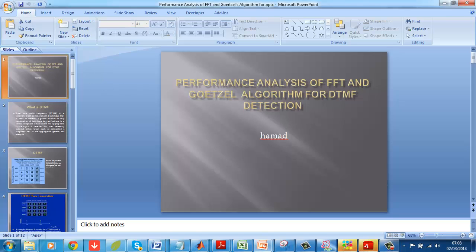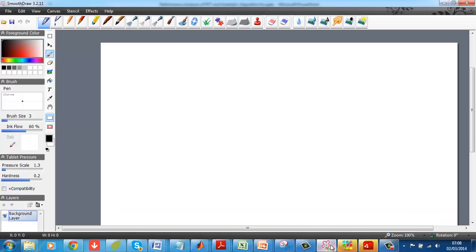The topic actually is performance analysis of FFT and Goertzel algorithm for DTMF detection. First of all, let me tell you what FFT means. FFT means fast Fourier transform. Fast Fourier transform.